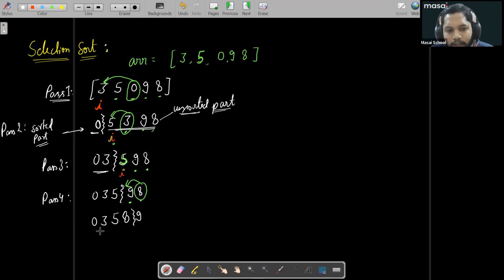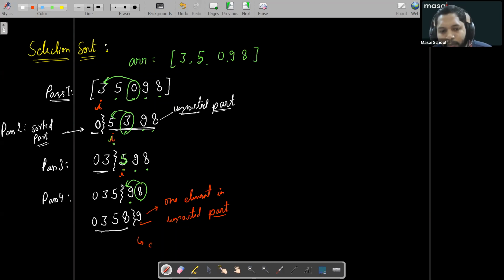Can you guys tell me, my 4 elements are sorted now and I am left with only one element in my unsorted part. What do you mean by one element in the unsorted part? That means it is sorted, guys. One element means it is already sorted. Now my array is sorted, guys.